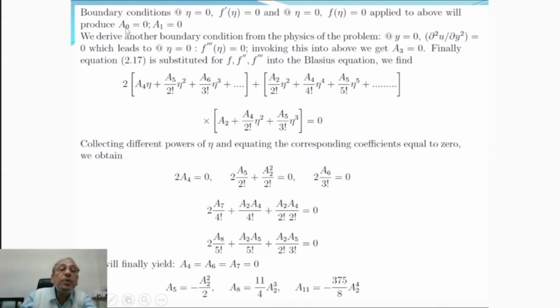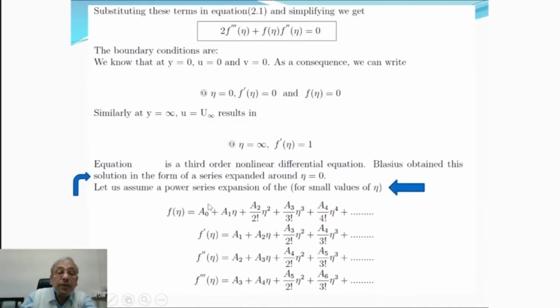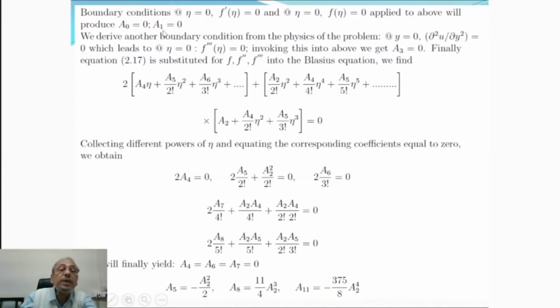Now from these two, at eta equal to 0, f is 0, so a0 is 0, and at eta equal to 0, f prime eta equal to 0, so a1 is 0. Then we can apply a third boundary condition, which is a derived boundary condition. If we look at the boundary layer equation, u del u del x plus v del u del y equal to nu del 2u del y2.